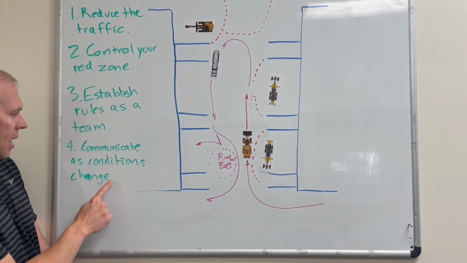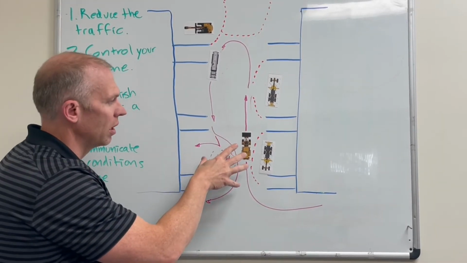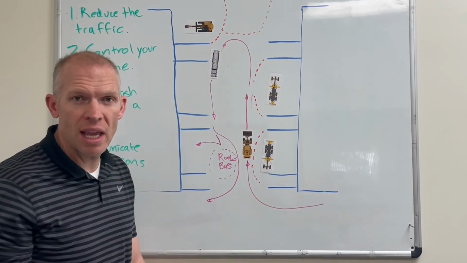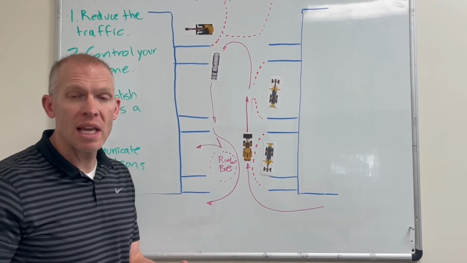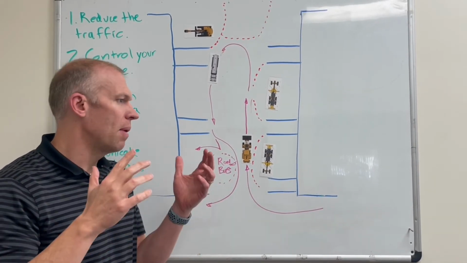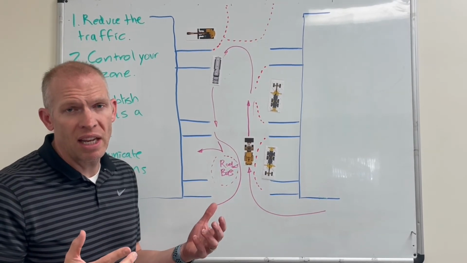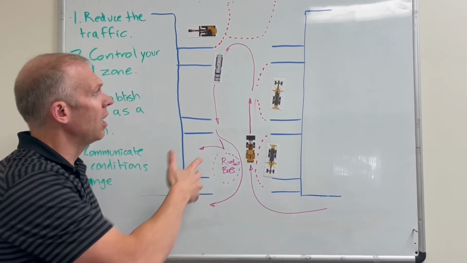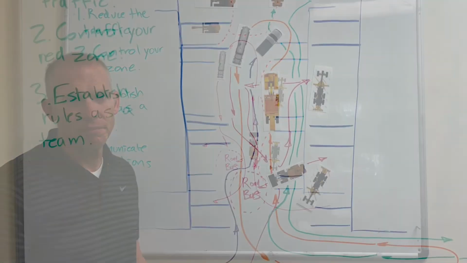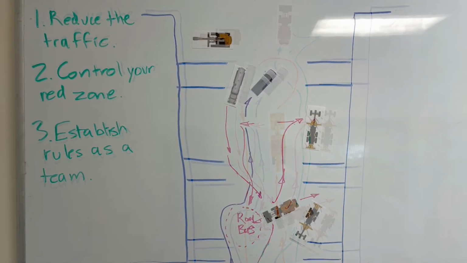Fourth rule is communicate as conditions change. It's important as the road base moves or as the work progresses to different locations that you reestablish rules and talk with one another and be very good at communicating, getting on the radio, and sometimes you may just have to get out and reestablish a new set of rules, particularly in a situation that's as complex as this. So here's the before picture with all the machinery passing one another.